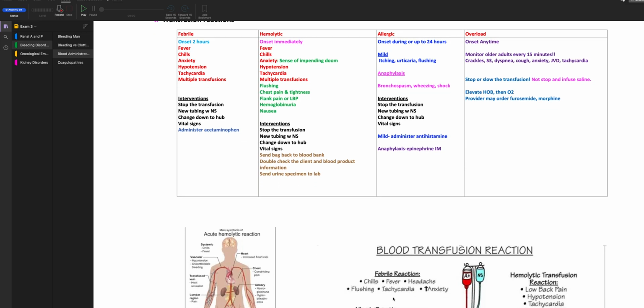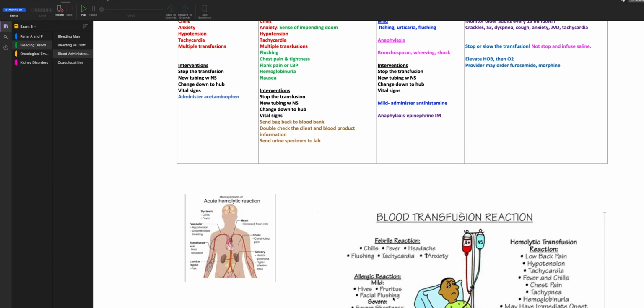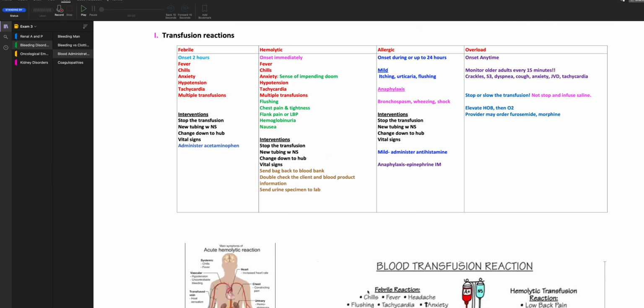All right, now let me just show you this chart. You see how I have different colors? The red color, these are things that are similar, okay? And then this is different with hemolytic. Students are always asking, how am I going to know in an exam which reaction it is? Okay, so look at the timing. I would definitely look at the timing, okay?